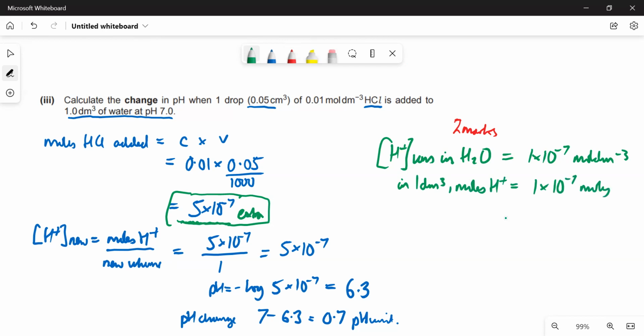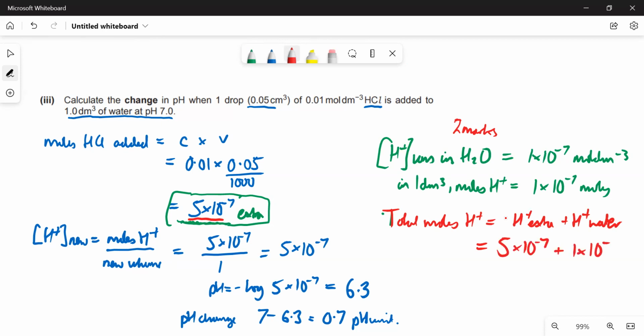So now I'm going to do the total moles of H+. That's the H+ extra plus H+ from the water. The H+ extra is 5 times 10 to the minus 7. From the water, we've got 1 times 10 to the minus 7. So that gives us 6 times 10 to the minus 7 moles.